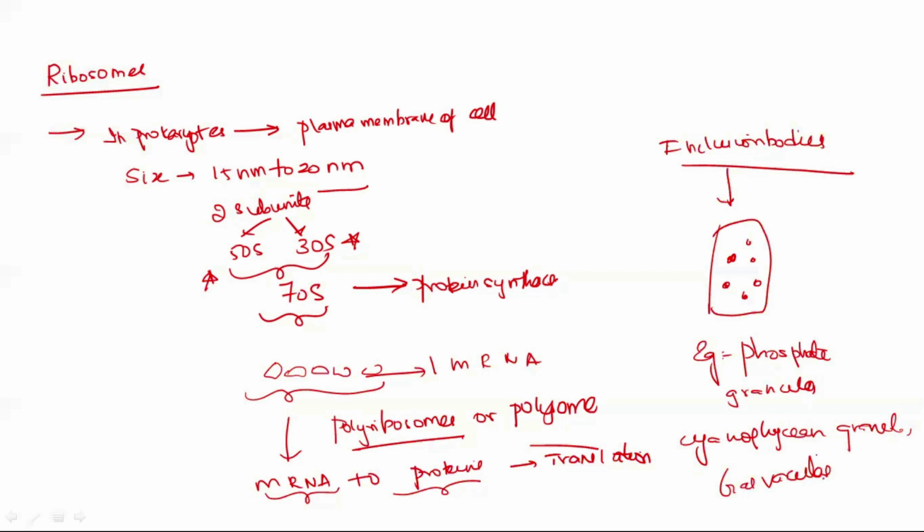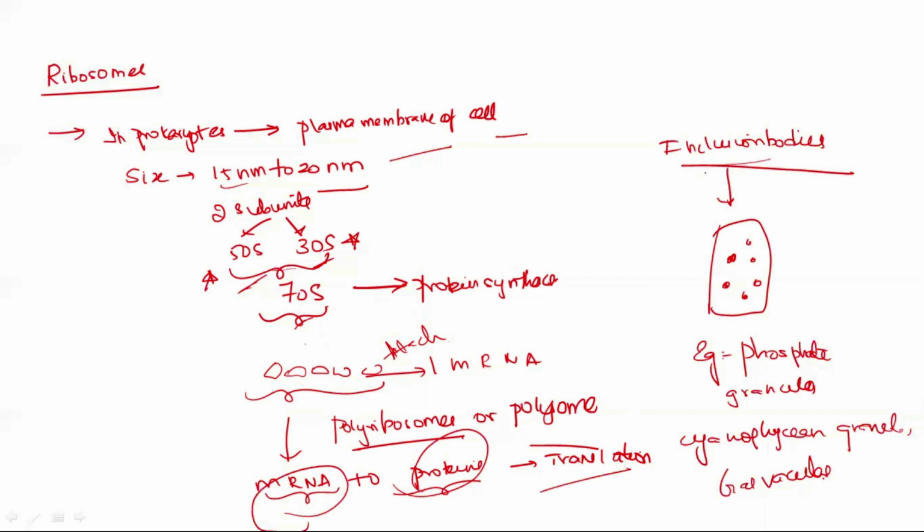So from this page, what did we learn? In prokaryotes, ribosomes are associated with the plasma membrane of the cell. Their size is 15 to 20 nanometers, and they have two subunits, 50S and 30S. Together they form 70S in the prokaryotic cell, and they are the main site for protein synthesis. Many ribosomes attach to a single mRNA, and these are called polyribosomes or polysomes. These ribosomes translate the mRNA into proteins, and that is called translation.